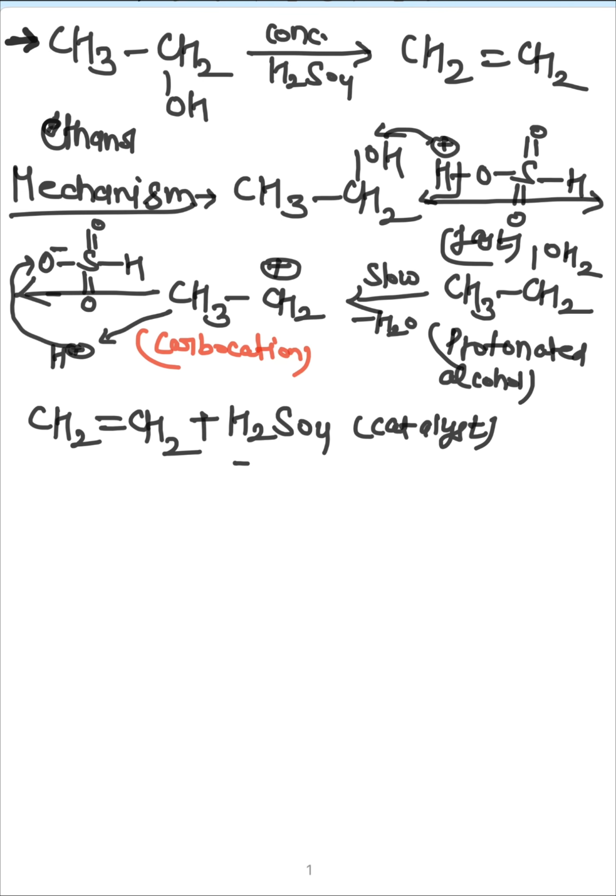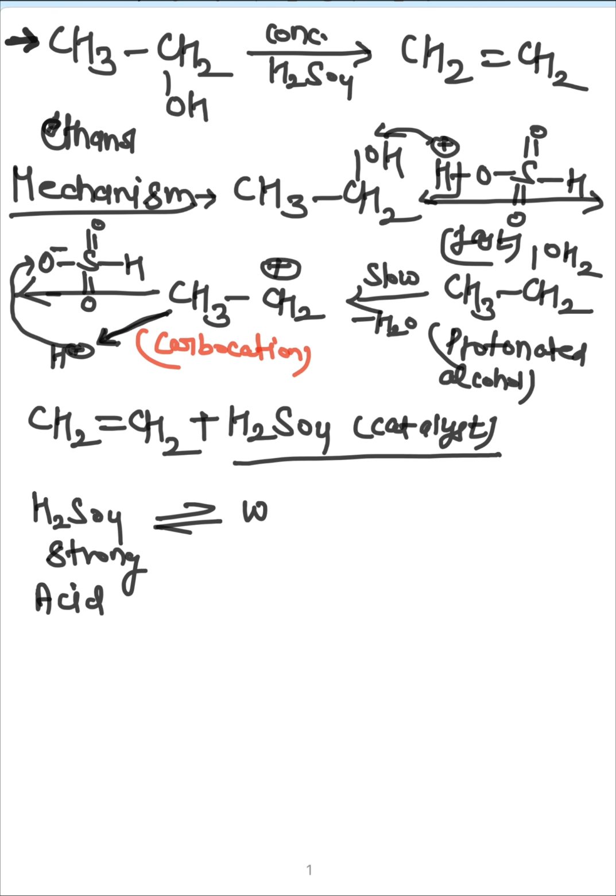So as we know, H2SO4 here acts as a catalyst. You must be wondering how the hydrogen ion went from here, how the H plus ion went. To donate H plus you need a base, and H2SO4 is a strong acid. That means it forms a weak conjugate base.